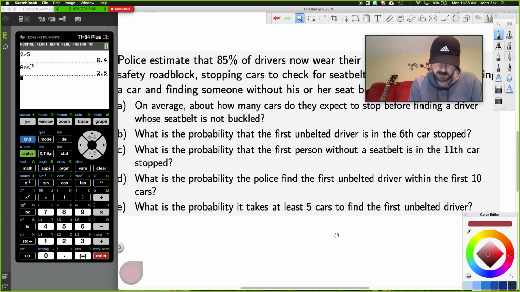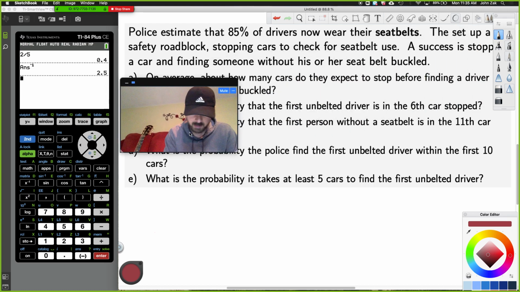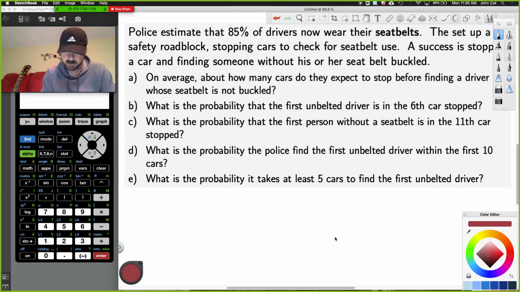Here I have some examples here. I'm going to take my face and move it over by the calculator for the time being.